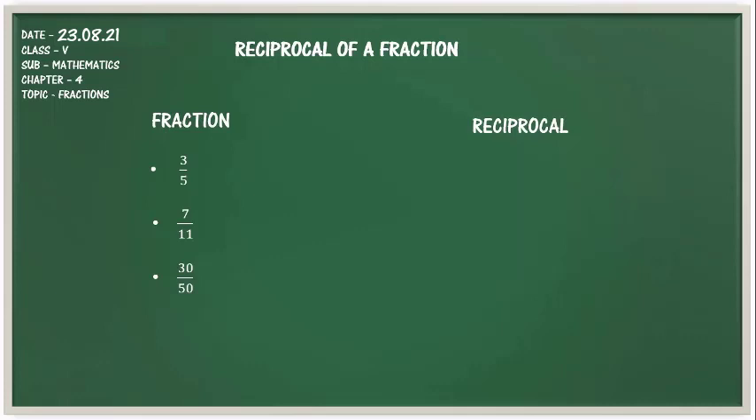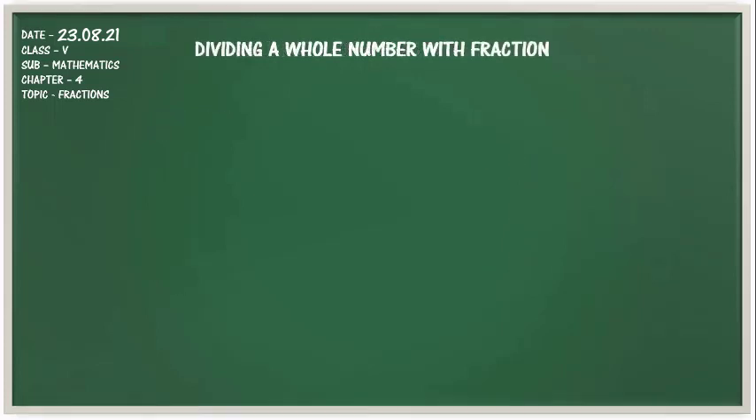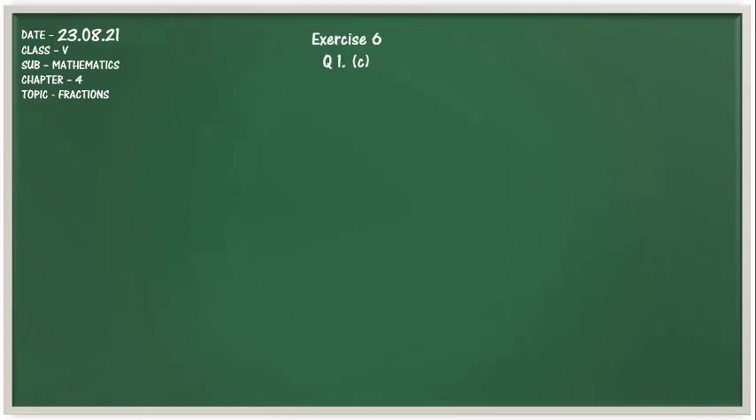7 upon 11 can be written as 11 upon 7, and 30 upon 50 can be written as 50 upon 30. So these are all the reciprocals of the fractions. Now dividing a fraction with a whole number. Let's see an example. Divide 8 by 2 upon 5. Exercise 6, question number 1.